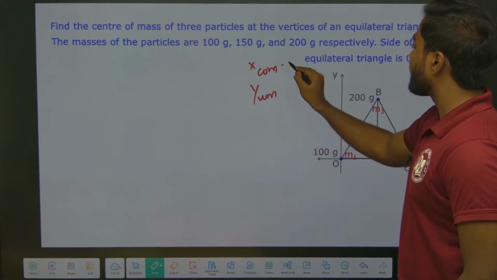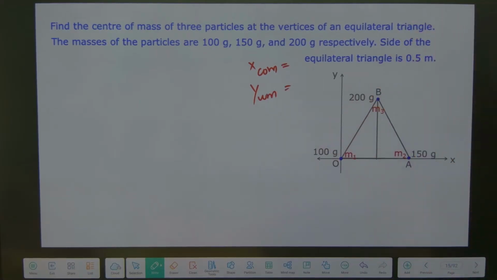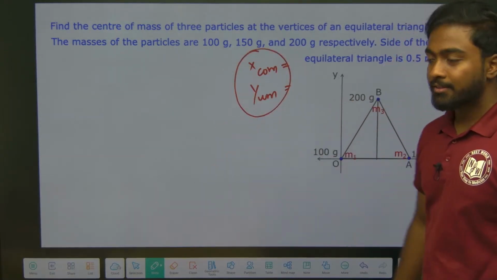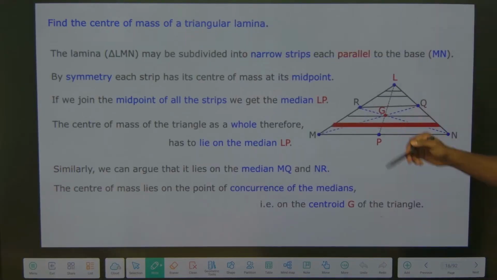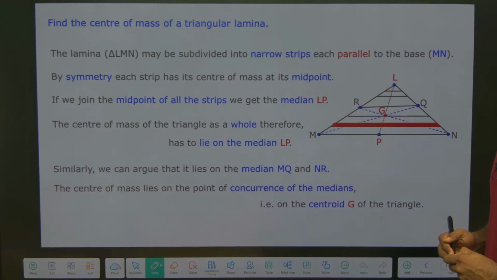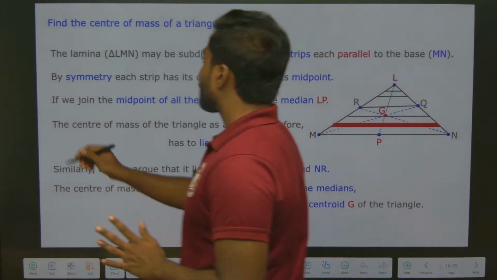Is it a plane or one dimension? It's a plane, two dimensions, so I need to find both of them. Okay. Next we will go to the topic: find the center of mass of a triangular lamina. Okay, we need to find it for this.